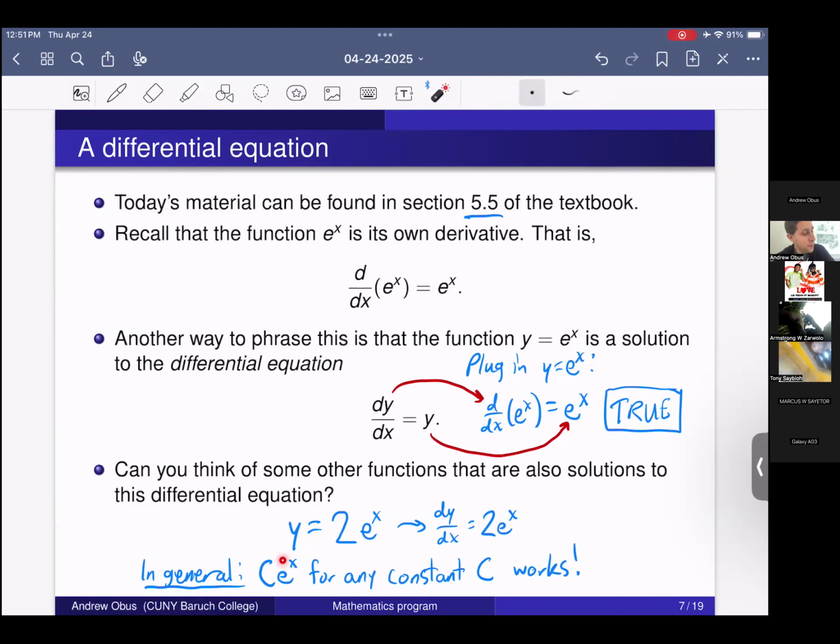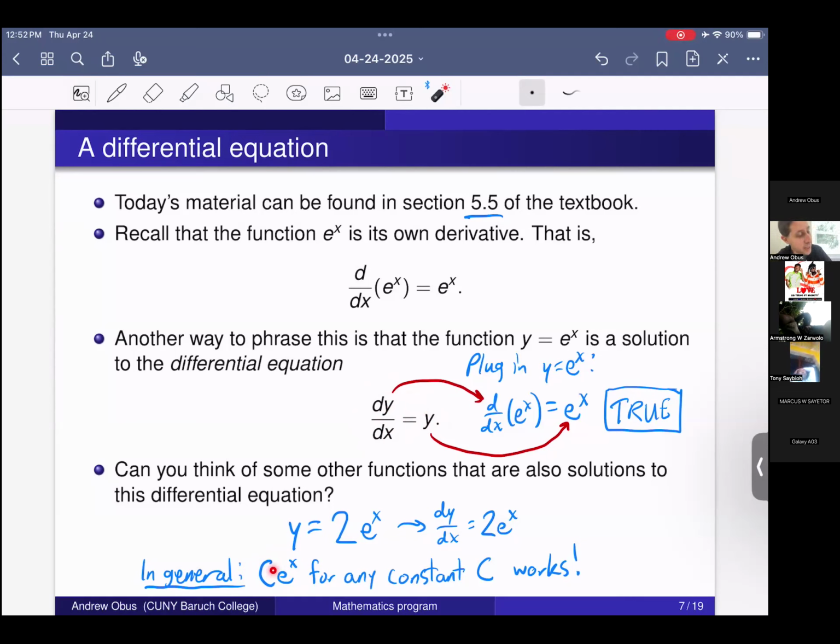Because if I take the derivative of c e to the x, I get c e to the x again. The constant just stays the constant, and for e to the x, the derivative is e to the x. So that turns out to be a solution to this differential equation, because the differential equation is looking for a function where the derivative of that function equals the function itself. So c e to the x is going to work no matter what your constant is.